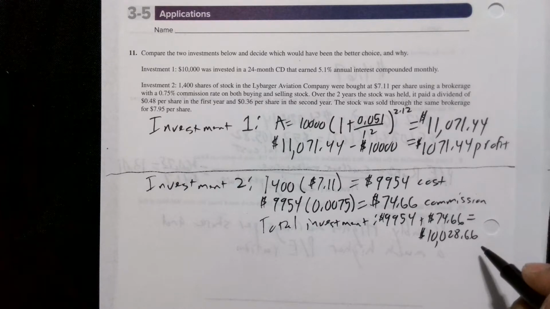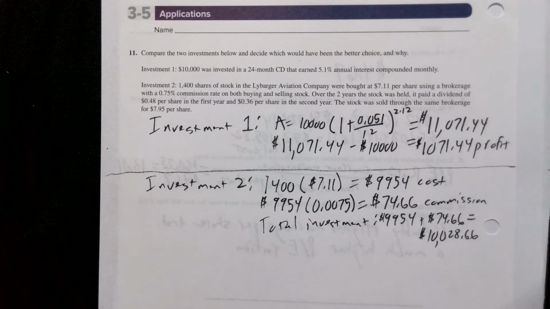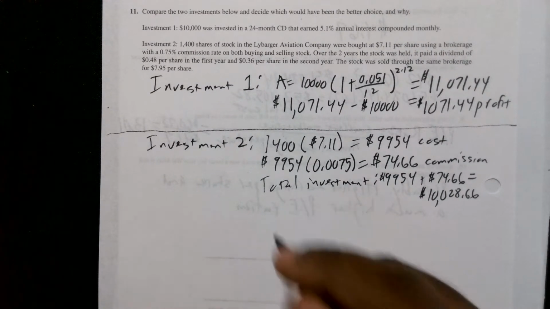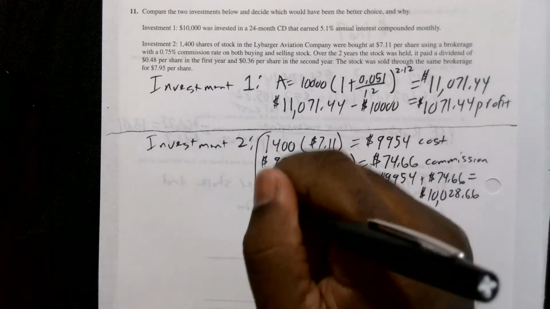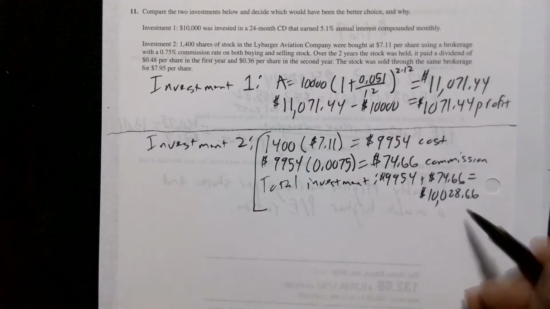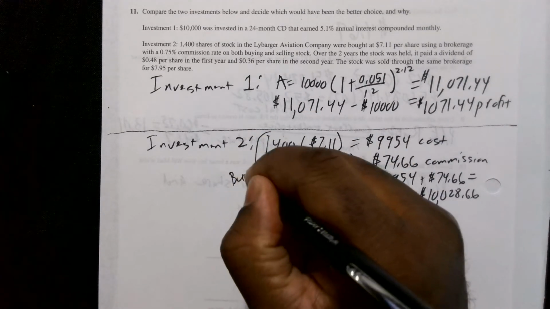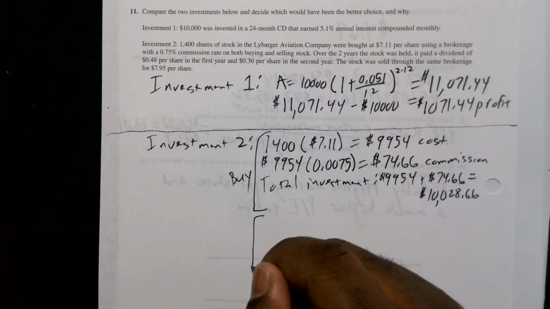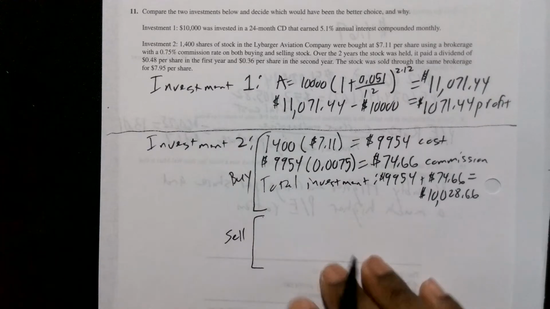Okay, so now the next thing we would do is this here. Now this is our total cost. Now we have to figure out how much money we end up making after we sold it. So this is how much it cost us to buy it, so we could list this as buying it. Okay, now this is how much we got by selling it.